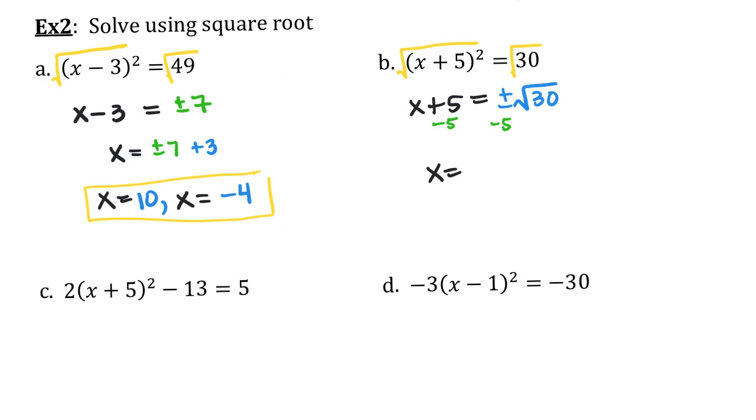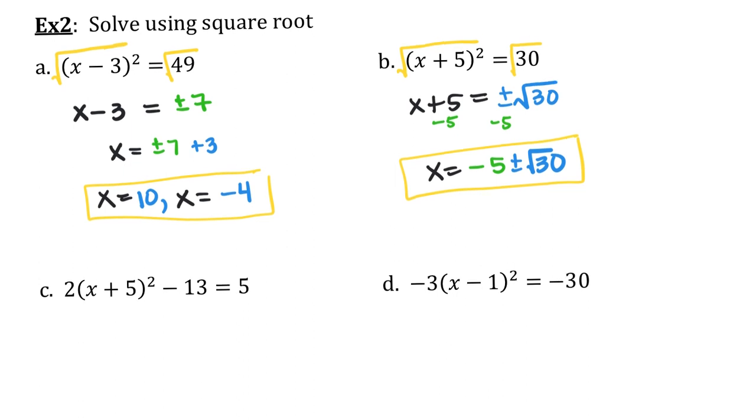So normally when you write your answer, you put the rational first, and I put the irrational second. Okay, and this represents 2 answers. This is negative 5 plus the square root of 30, which is some decimal, and negative 5 minus the square root of 30, which is a second decimal. Okay, and you don't have to put the little minus 5 here, so I'm putting them to show you what I did. Okay, let's do a couple more.